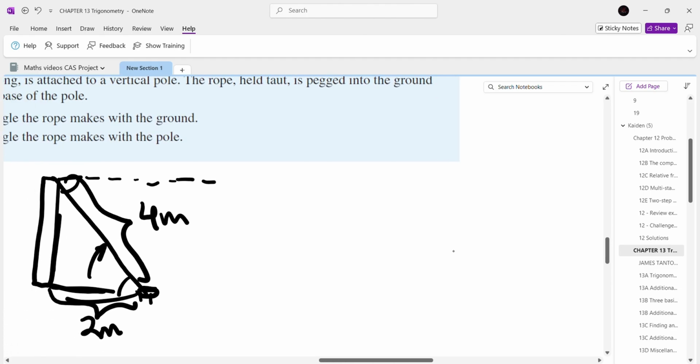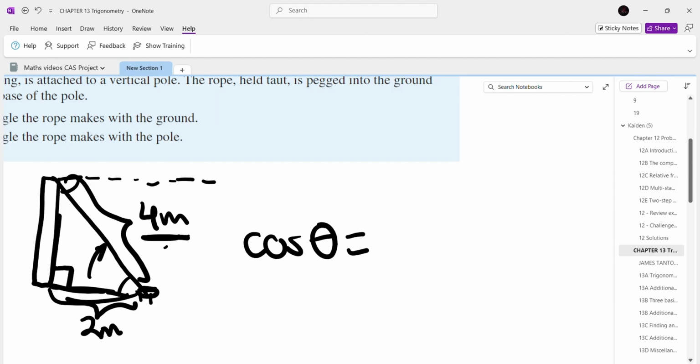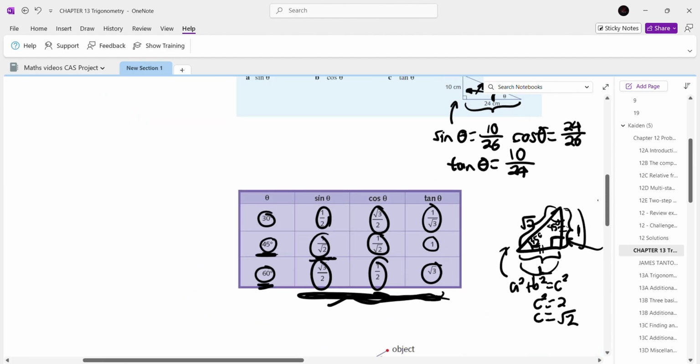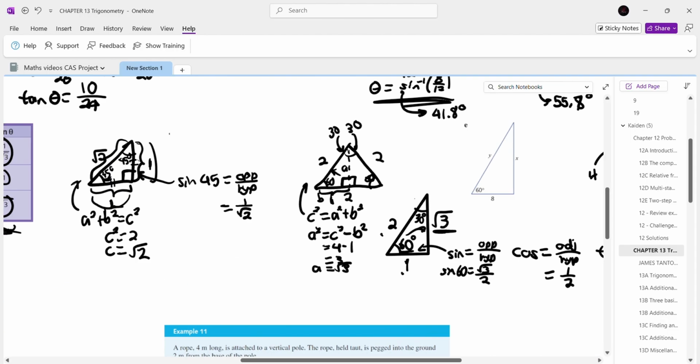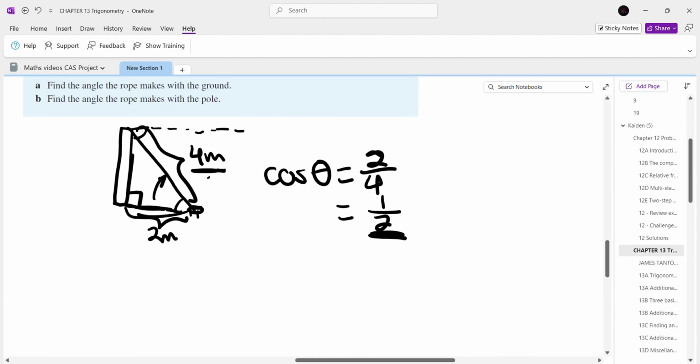In order to find this, we have the adjacent and we have the hypotenuse, as you can see with this right angle triangle. Therefore we're going to use the cosine function. The cosine of this angle equals 2 over 4, which equals 1 over 2. Remember, this is one of our handy trig ratios. The cosine of theta equals 1 over 2 means that theta is 60 degrees. Therefore we can just say that theta is equal to 60 degrees without having to do any advanced math.